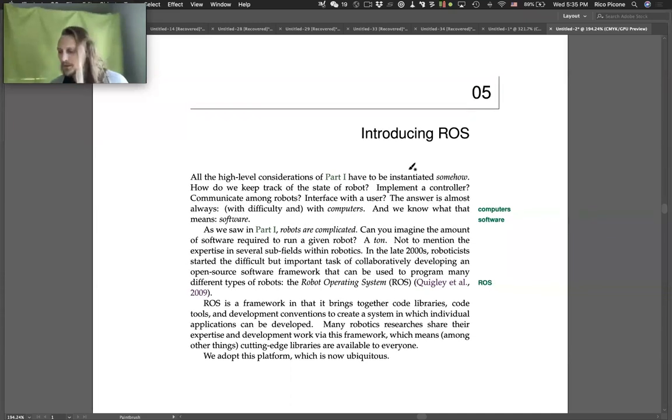let's do the lecture introducing chapter five. Chapter five being Introducing ROS. All the high-level considerations of part one, which this text starts out with, an introduction to robotics in general, have to be instantiated somehow.